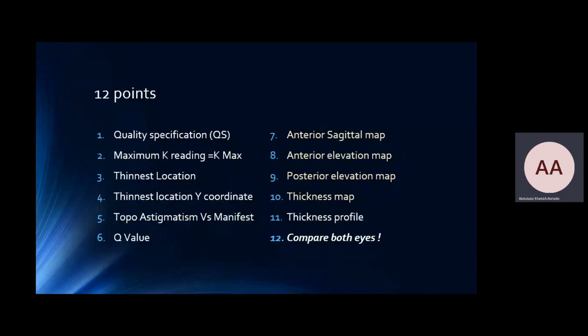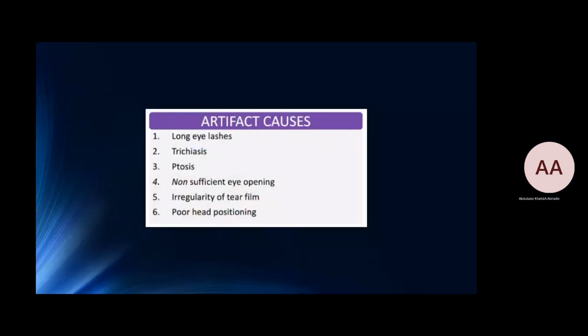We have the quality specification, maximum K reading or Kmax, thinnest location, and vertical displacement or the Y coordinate. Then we compare the topographic astigmatism with the manifest astigmatism. We have the Q value, then the 4 refractive maps, which we have discussed, and the thickness profile, and lastly compare both eyes. These are some causes of artifacts: long lashes, trichiasis, ptosis, insufficient eye opening, irregularity of tear film, or poor head position.